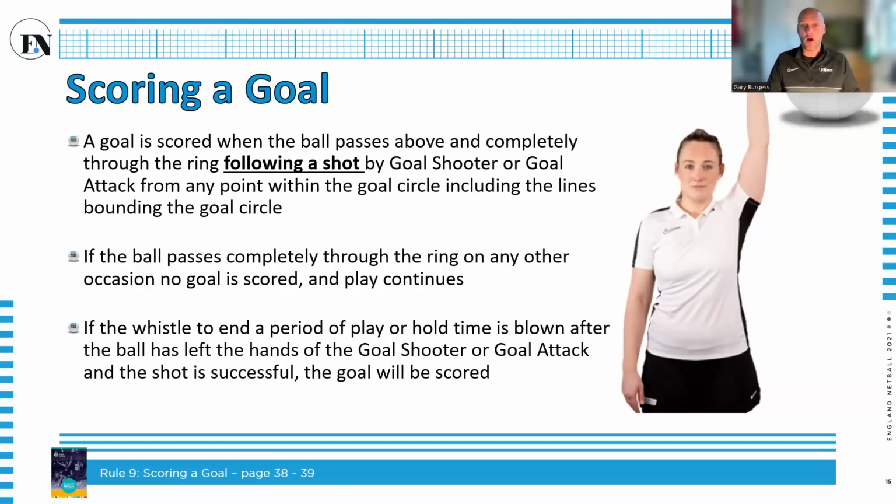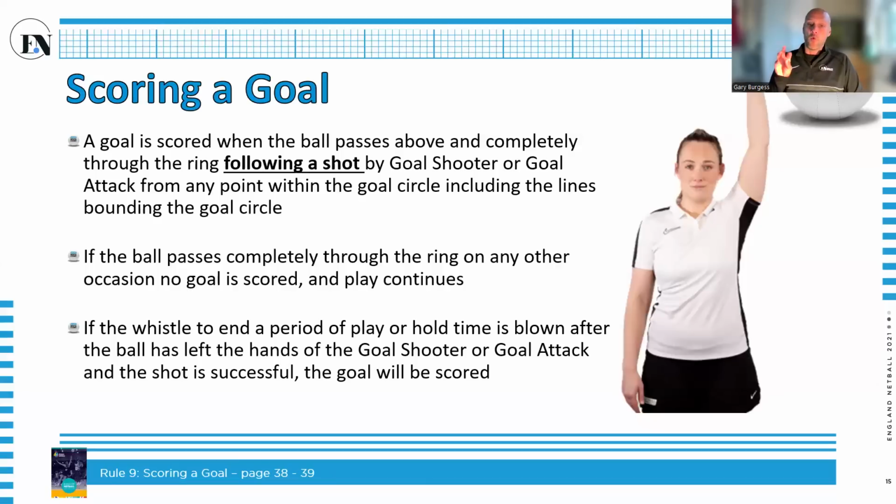So, for instance, a pass from a player outside of the goal circle that's deflected through the ring will not result in a goal and play will continue. So it's only if a shooter or goal attack shoots the ball and it's deflected from a player inside that the goal will be scored. Okay, and we have had some of this happen. So again, your centre might pass the ball to another player on the other side of the circle and the defender deflects it and it goes through the ring. If that happens, it's not a shot, therefore play will continue.